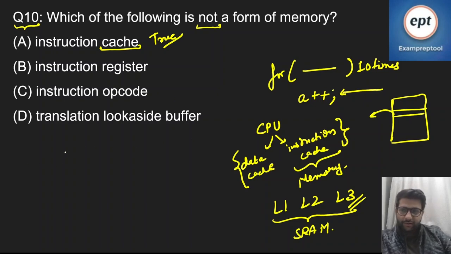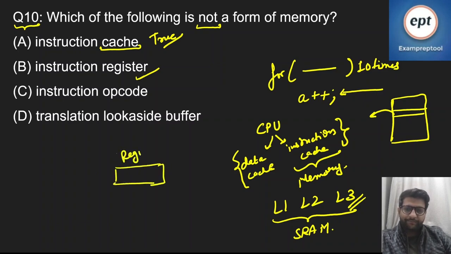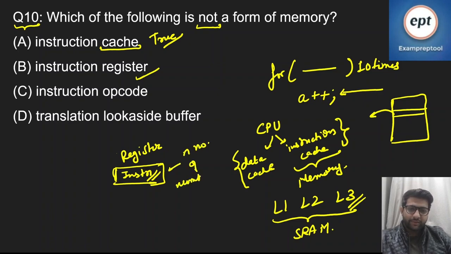So what are instruction registers? So these are again hardware on the CPU or on your motherboard, right? Which stores these instructions, right? So your CPU, your hardware can have n number of registers. So every hardware has a different number of registers, and this is also a form of memory. So this is also true.